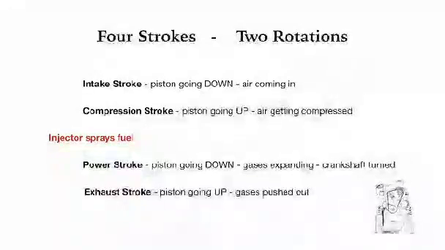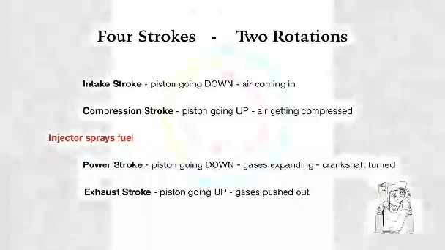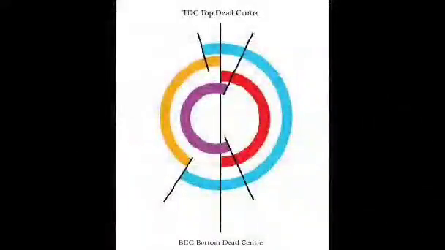The four strokes of a four-stroke diesel engine in two revolutions of the crankshaft are often displayed in a valve timing diagram. When you first see the diagram, it can appear complicated, so in this video we're going to explore what the diagram is telling us.